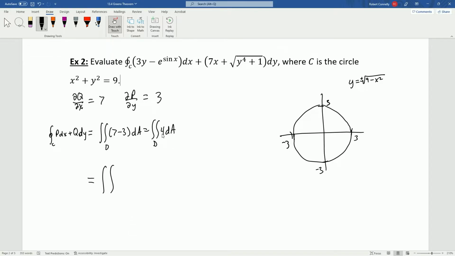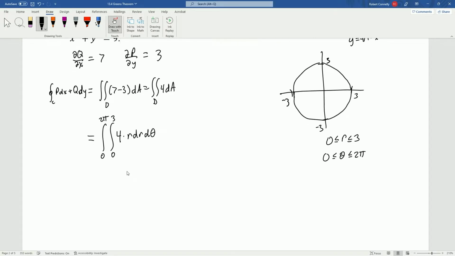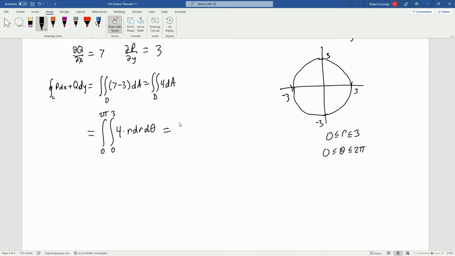So we would need to replace x and y in our function with r cosine theta and r sine theta respectively. But there is no x and y here, so we can just write 4 times. And now we replace dA with r dr d theta. So what is r? The radius is between 0 and 3. And theta is just going to be between 0 and 2 pi. So this becomes the integral from 0 to 3 and 0 to 2 pi of 4r dr d theta. Okay, that's a much simpler integral than what we would have gotten.